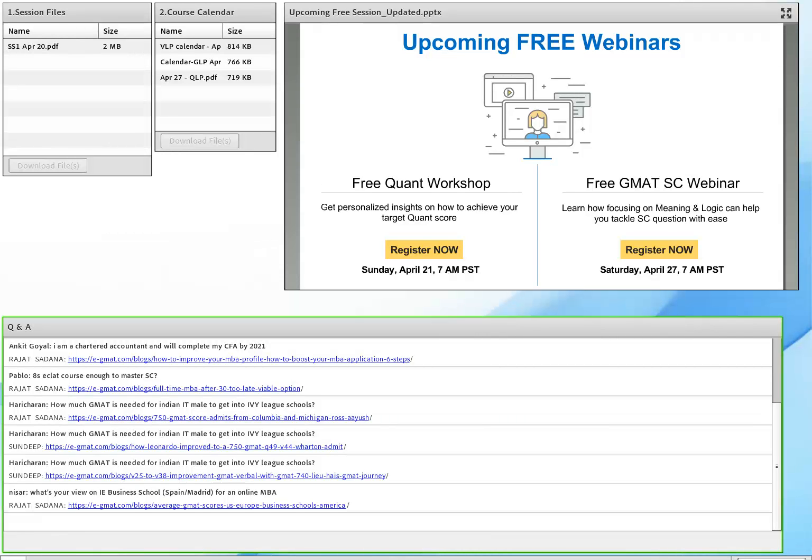GMAT score for MBA STEM programs for Indian female, again, depends on the programs, but 720 is something which I would always say is a safe score.